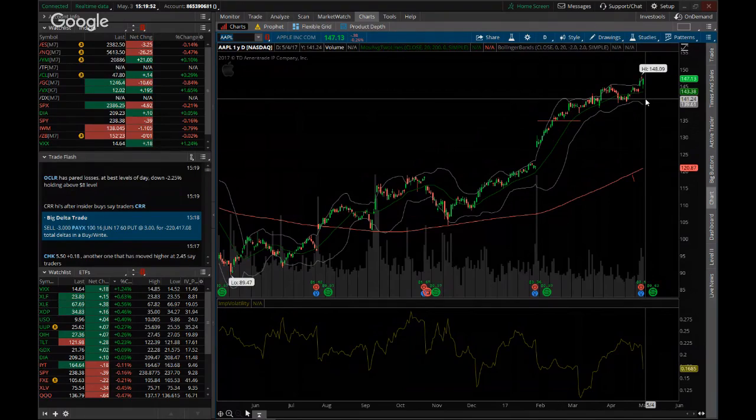The first thing we can do is to short at the market price. Now, some platforms, you're just going to hit the sell button, and it's going to know that since you don't have an existing long position, he must mean short.